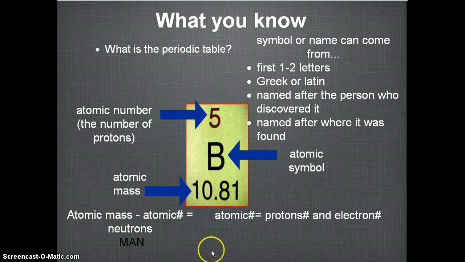Then we have another one. APE. The atomic number, right here, is equal to the number of protons and is also equal to the number of electrons. Okay, so trick question. Ready? What's the atomic number of boron? Hopefully you said 5. What's the number of protons? 5. And what's the number of electrons? 5. Okay, so that is APE. That's the acronym I'm going to use for that. Atomic number equals protons equals electrons. Apes don't do math. Man does math. Mass minus atomic number equals neutrons.